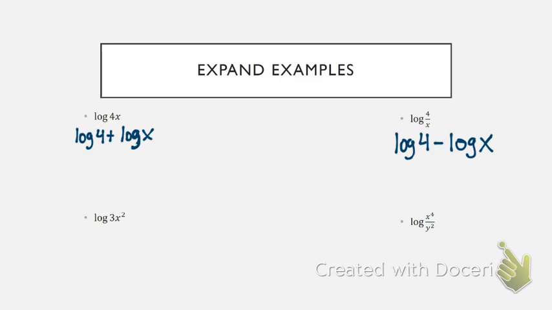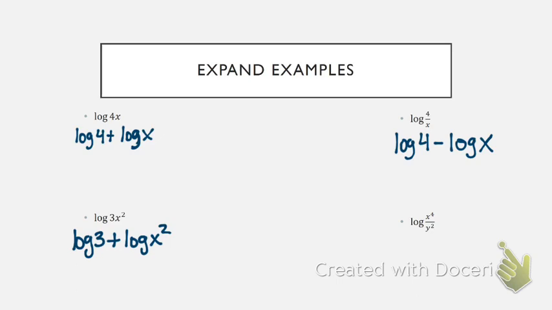Okay, third one. Oops. What in the world? I don't know why my pen's freaking out. There we go. So log of 3x squared. So I have two inputs. I have a 3 and an x squared. So I'm going to break these up. Log 3 plus log x squared.